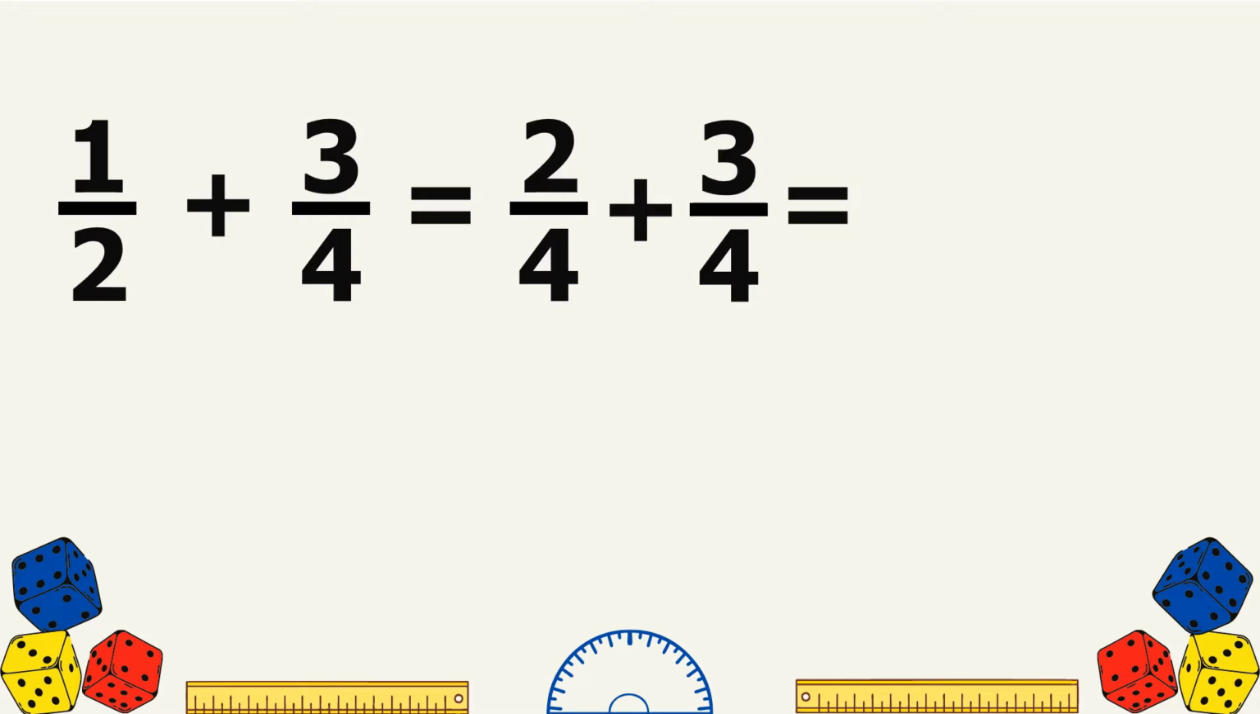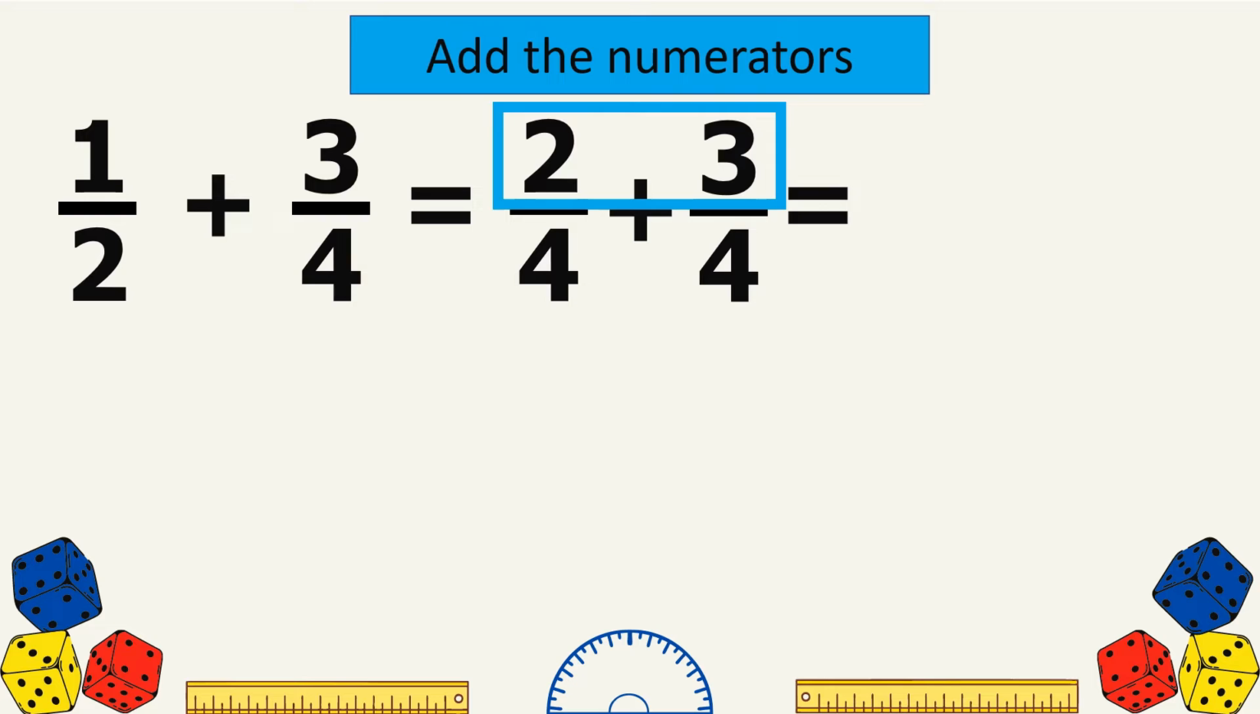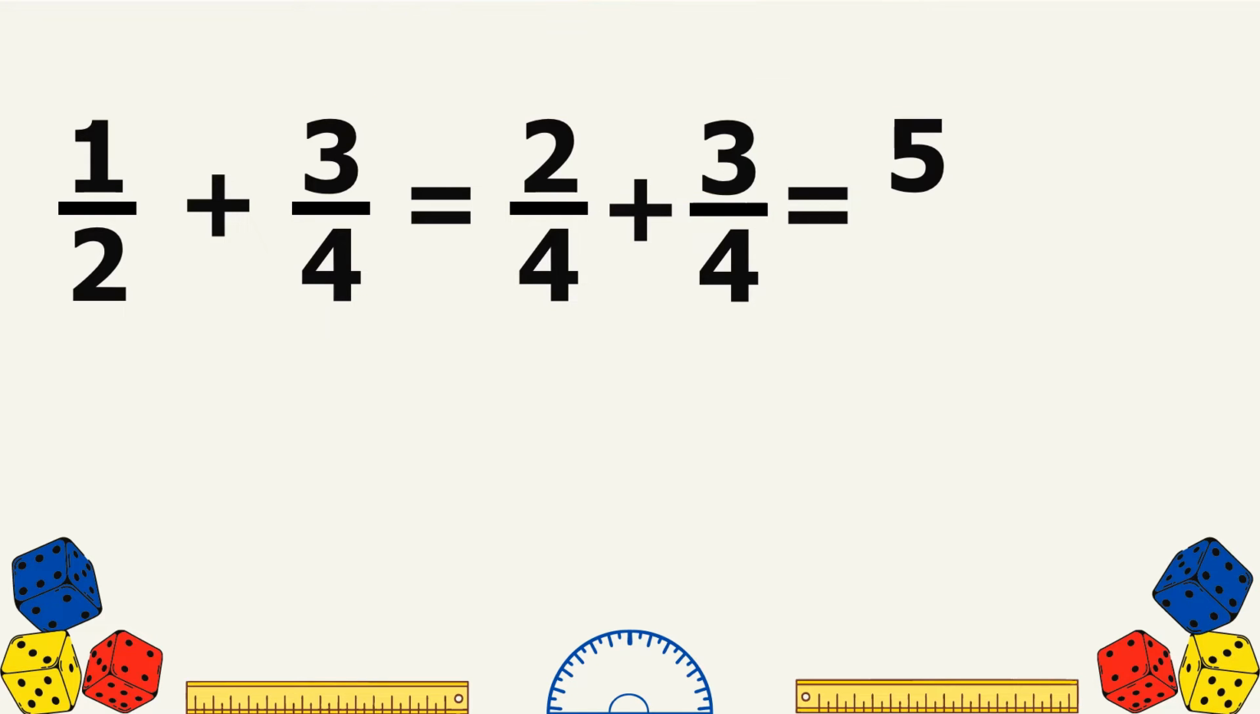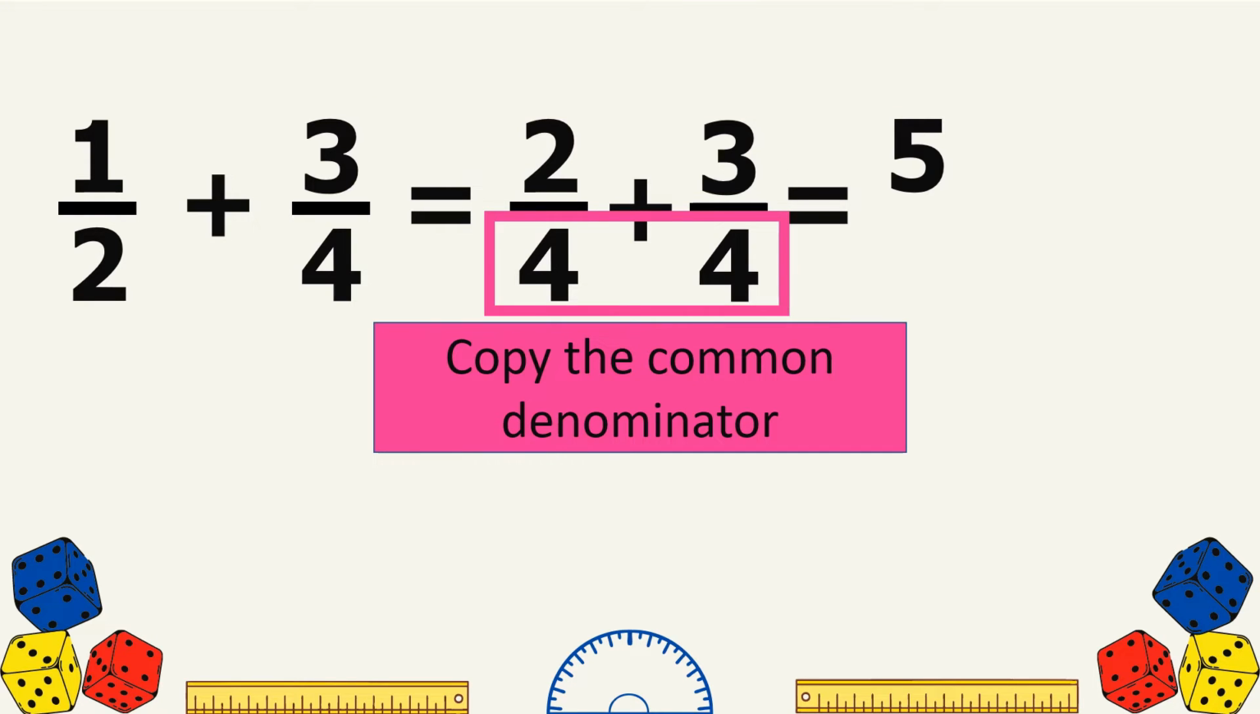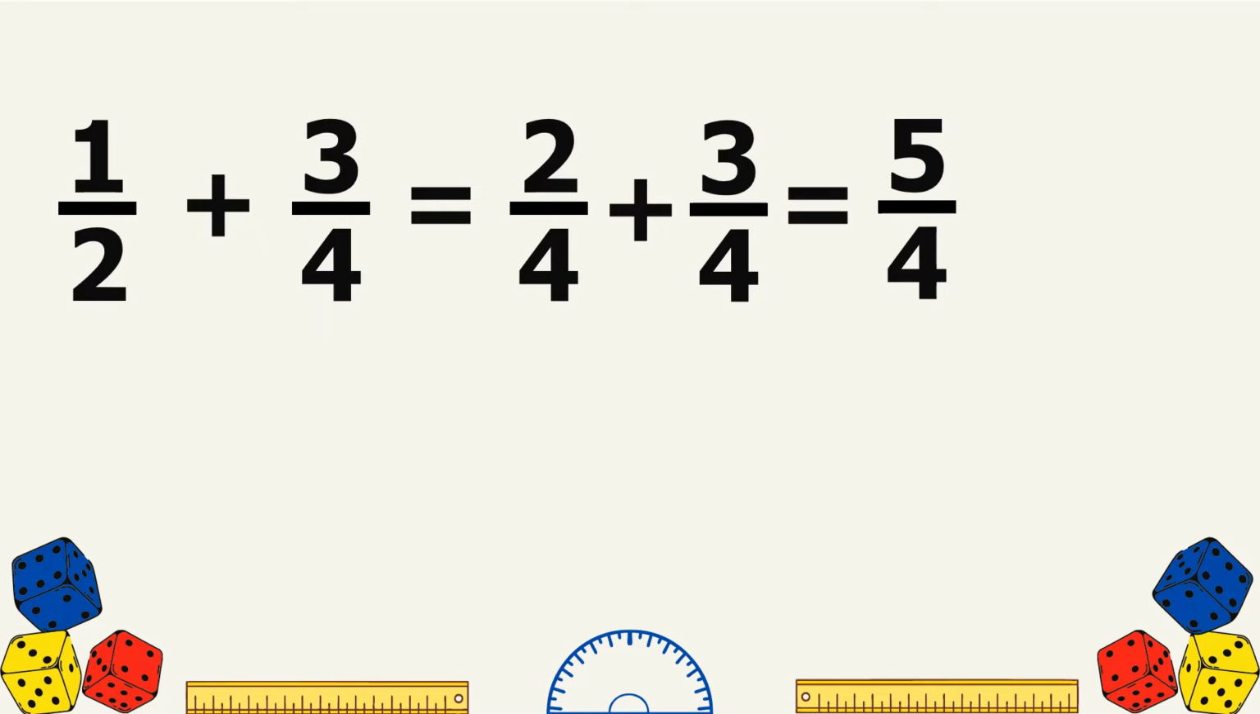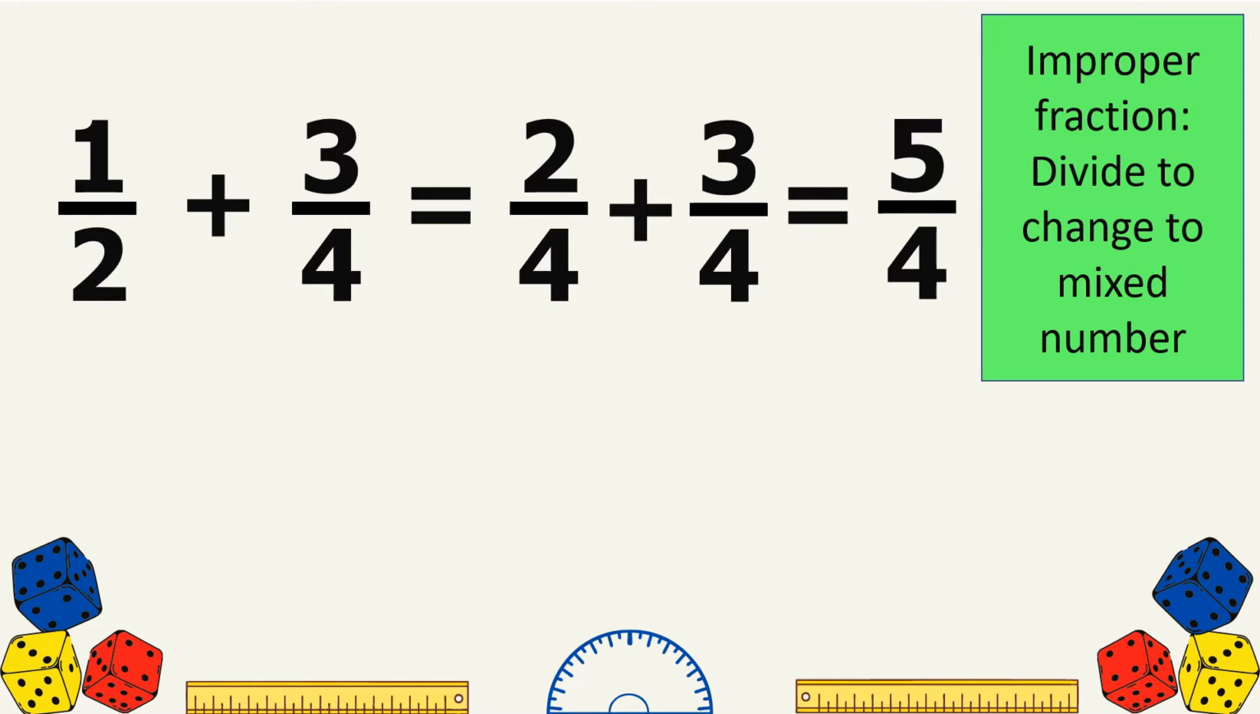So first, add the numerators. 2 plus 3 equals 5. Then copy the common denominator, which is 4. Then the answer is 5/4 and it is an improper fraction because the numerator is greater than the denominator. So we will divide to change it to a mixed number.